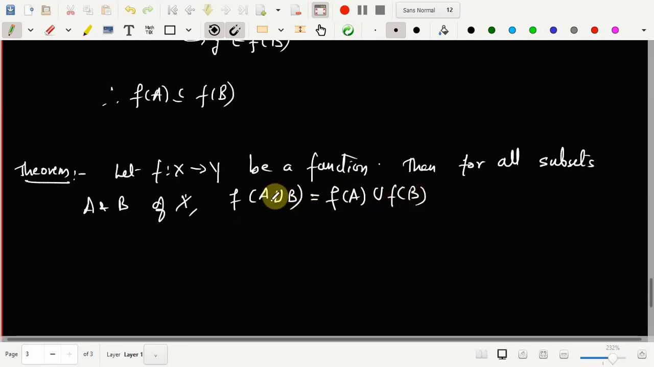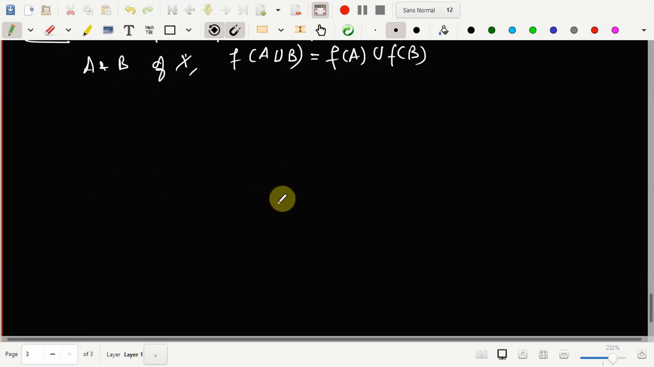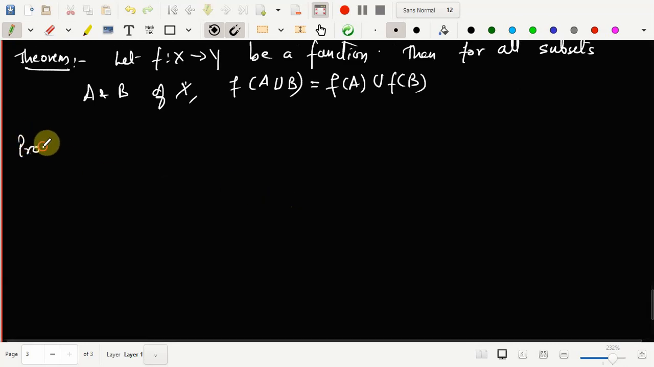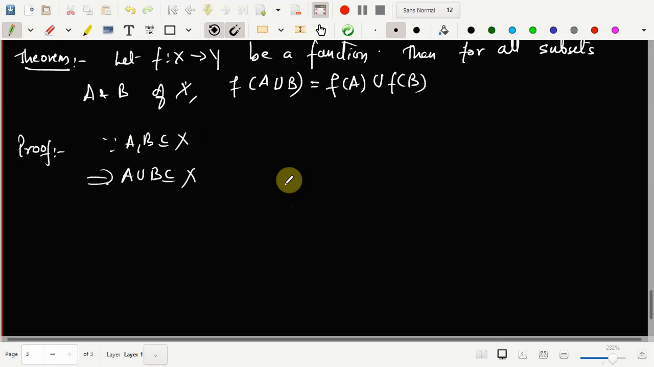Now again note that for any subsets, their union also belongs to the same universal set. So this makes sense. Since A and B are subsets of X, A union B is also a subset of X. So first, we need to make a statement that since A, B are subsets of X, this implies that A union B is a subset of X, and therefore I can talk about its image. So I need to show that f of A union B is nothing but f of A union f of B. I'll prove this by showing that f of A union B is a subset of f of A union f of B and vice versa.